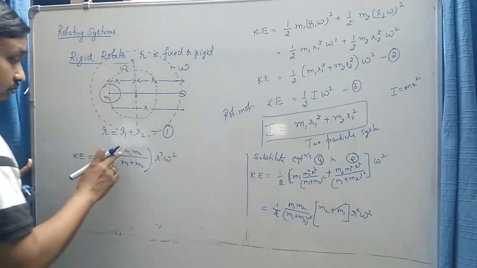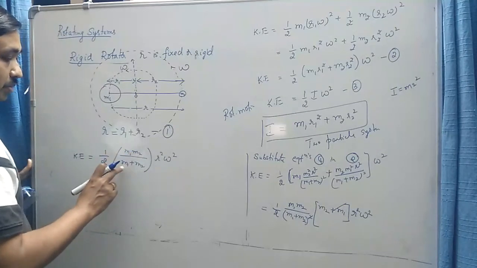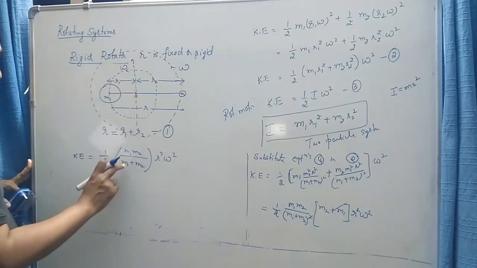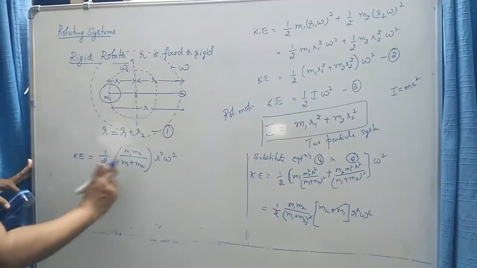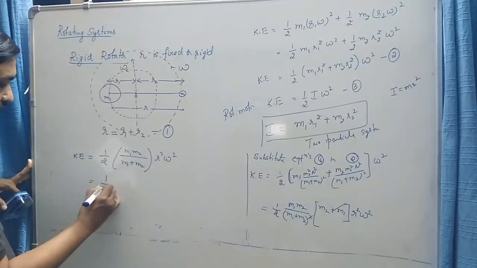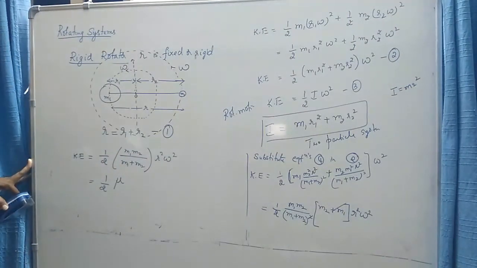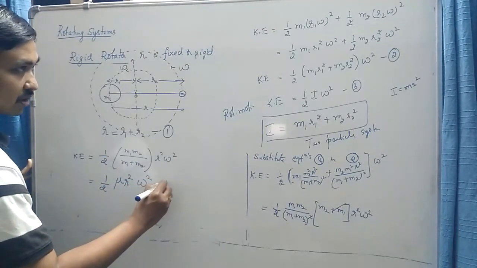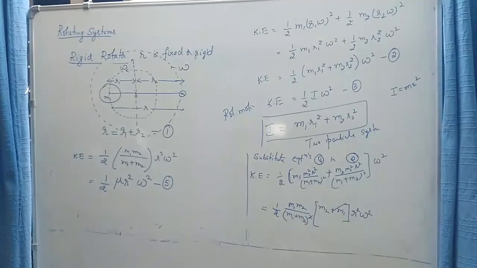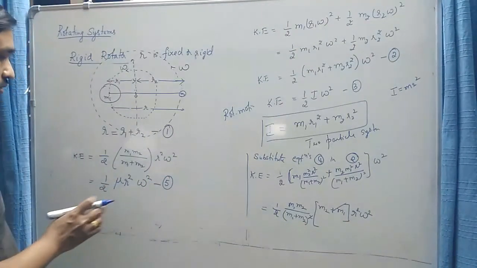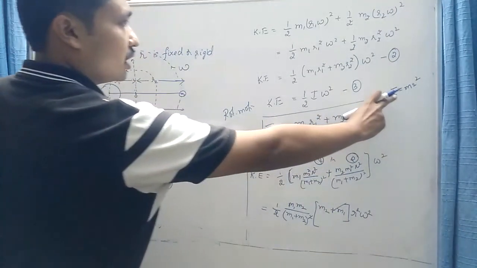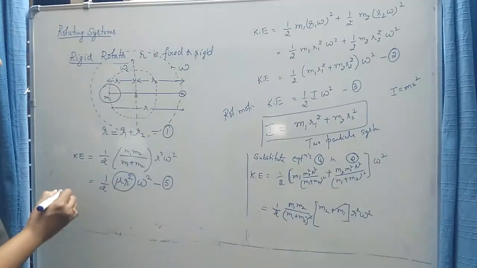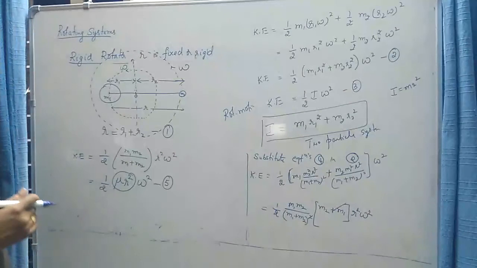If you look at this term, m1 into m2 divided by m1 plus m2, this term has the unit of mass, because mass into mass divided by mass gives mass. That I will call the reduced mass, represented by the symbol mu. So it becomes half into mu r square into omega square. Let me take it as equation 5. Now if I compare this equation with half I omega square, the role played by mu r square is the same as the role played by the moment of inertia.